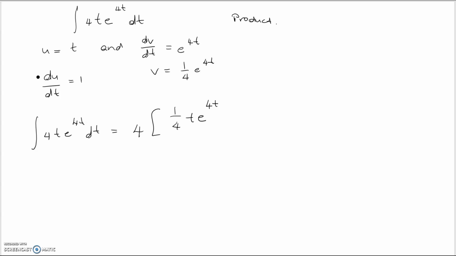so that's uv minus the integral between 1 over 4 and it's got a 1 in there, but we don't need to put that in there. So what have we got? 4 times a quarter, that goes. The integral of the quarter goes, so the integral of e to the 4t, at that stage we can just do like that.